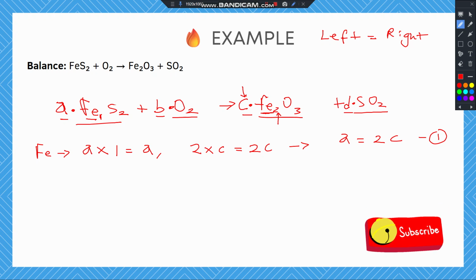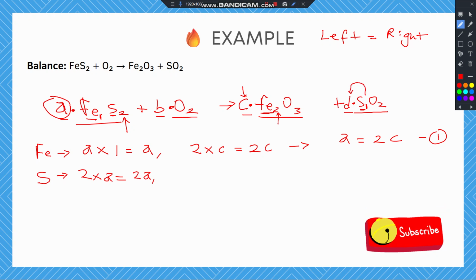The next element we have is sulfur. Now you can see we have an element of sulfur over here. It has a subscript of 2 identified here and a coefficient of letter A. So that tells us that on the left hand side, the number of atoms assigned to sulfur is given by 2 multiplied by A, which equals 2A. On the right hand side, you can see we have sulfur over here. It has no subscript, or its subscript is 1, even though it's not identified, and its coefficient is the letter D.